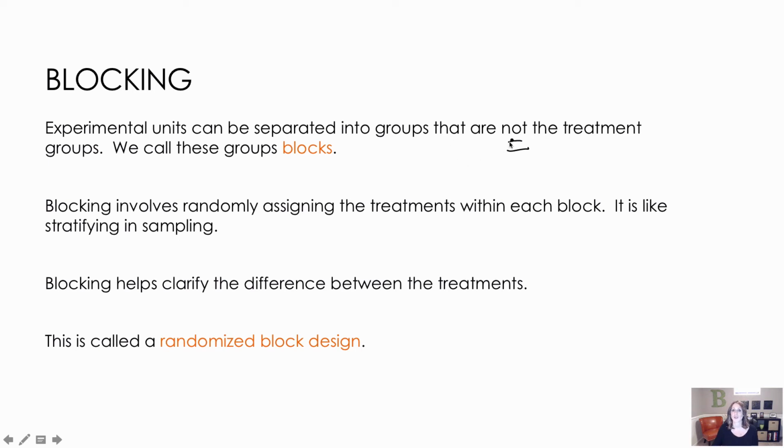So you want to make sure that it's not the same as the treatment levels, but that you are blocking based on whatever factor you're trying to eliminate the bias from. So basically it helps us clarify the difference between the treatments, and it's called a randomized block design.